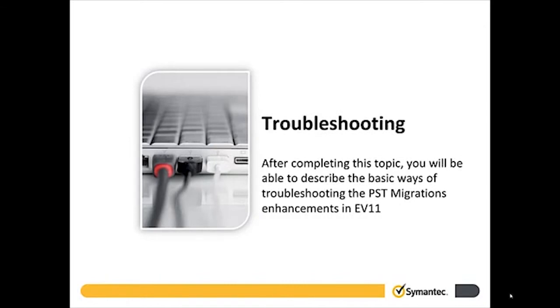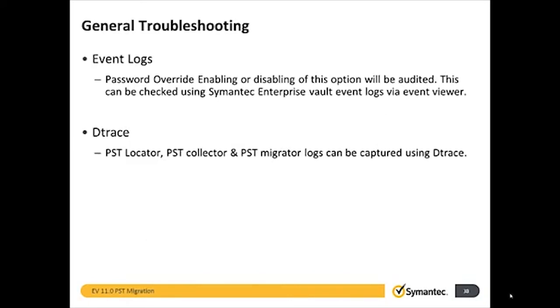Let's take a look at some troubleshooting. General troubleshooting advice applies. The event logs will show password override enabling or disabling, as it is audited in the event log, and you can use dtrace to enable logging, and the PST locator, collector and migrator logs can be captured using dtrace.